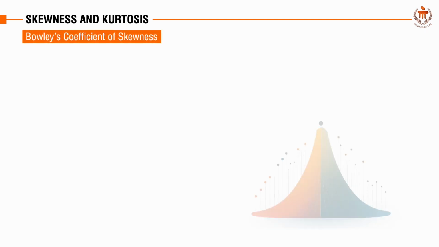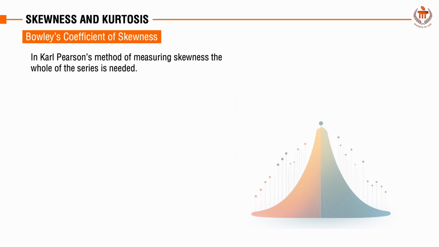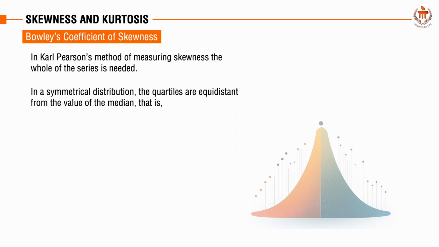Now the next mechanism to calculate the coefficient of skewness is Bowley's coefficient of skewness. In the Karl Pearson method of measuring skewness, the whole of the series is needed. In a symmetrical distribution, the quartiles are equidistant from the value of the median, and then we can use this measurement because median talks about 50% of data. Quartile 1 talks about 25% of data.